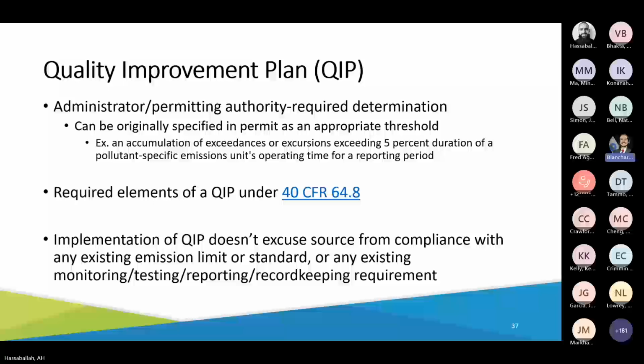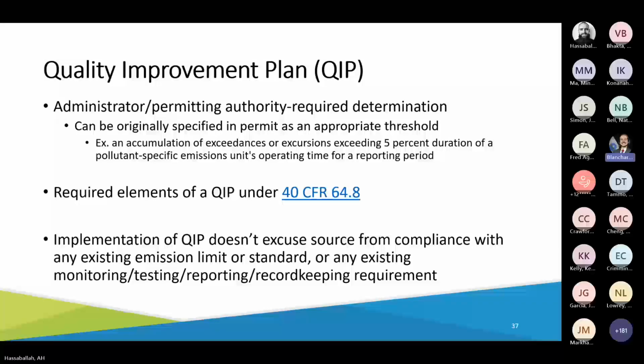Now, as mentioned earlier, it can be originally specified in the permit as an appropriate threshold, with an example being an accumulation of exceedances or excursions exceeding 5% duration of a pollutant-specific emission unit's operating time for a reporting period. The specific elements required for a QIP are under 64.8. And the implementation of the QIP doesn't excuse the source from compliance with any existing emission limit or standard or any existing monitoring, testing, reporting, or record-keeping requirements that it is subject to.